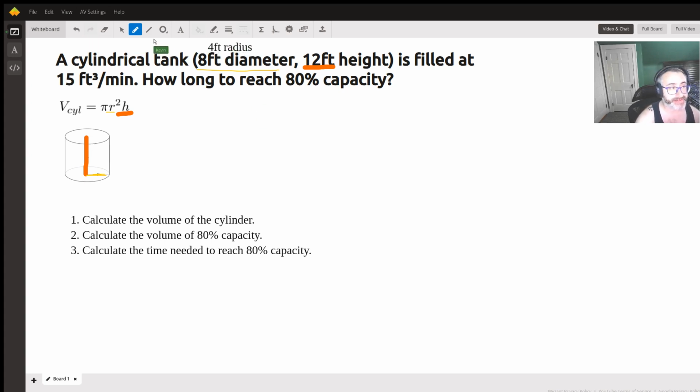All right, so I have all the information I can plug into this equation. So my volume is going to be equal to pi times the radius squared, that's 4 feet, times the height, which is 12. And that's going to be approximately 603 cubic feet. I'm rounding here because I don't have time to write infinite decimal places. So we're going to call this about 603 cubic feet.